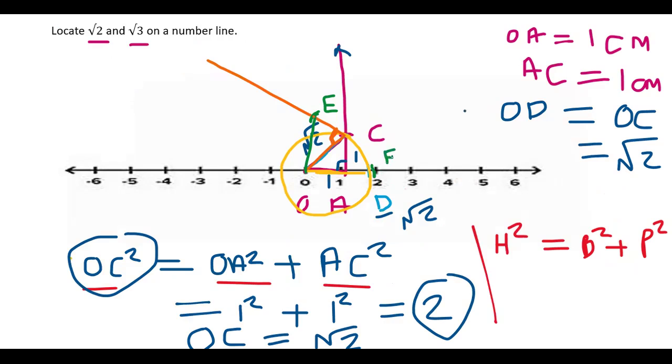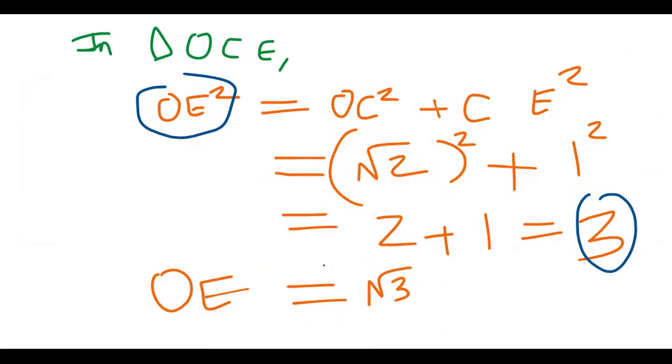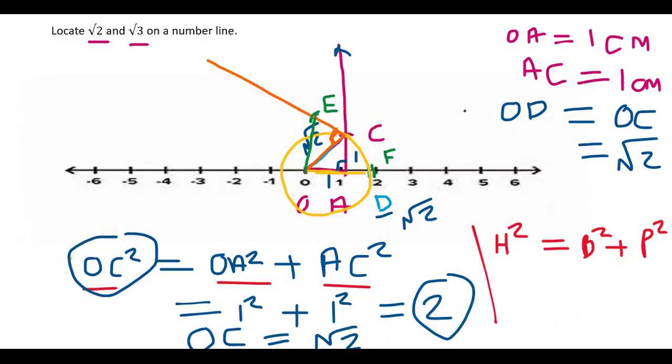Similarly, as we have done in case of root 2, we can say OF is equal to OE, which is equal to root 3. We have followed the same method as we have done in case of root 2.